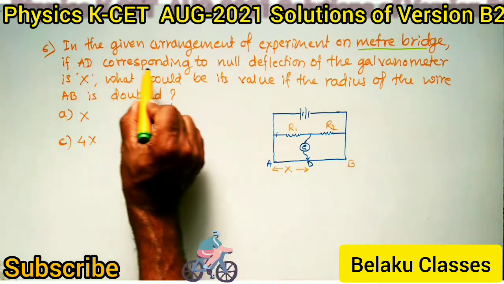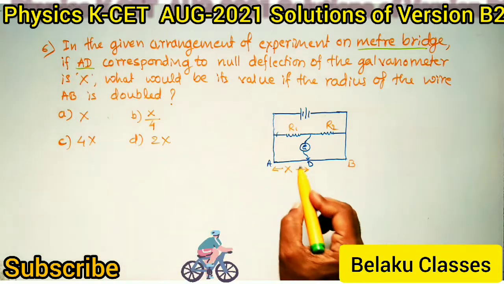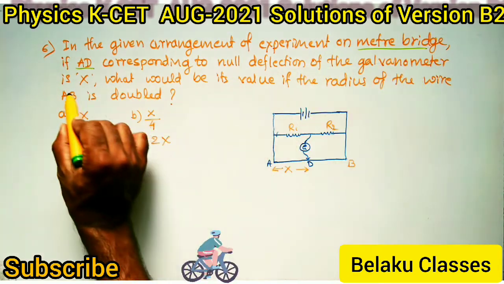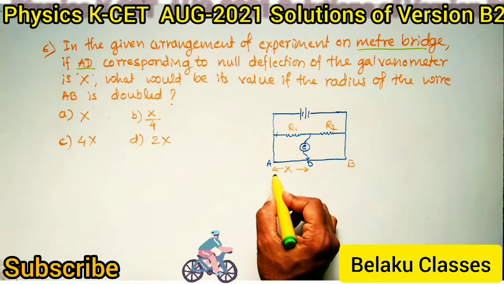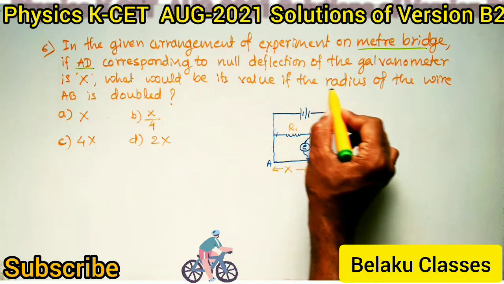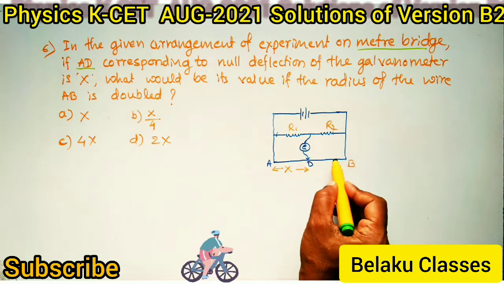So in the given arrangement of experiment on meter bridge, if AD corresponding to null deflection of the galvanometer is X, what would be its value if the radius of the wire AB is doubled?